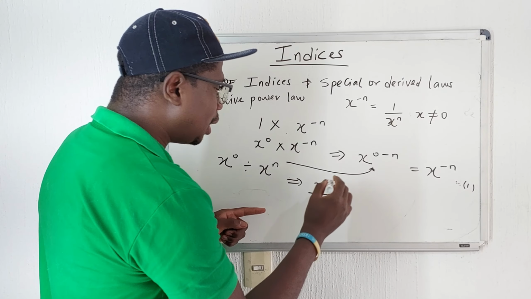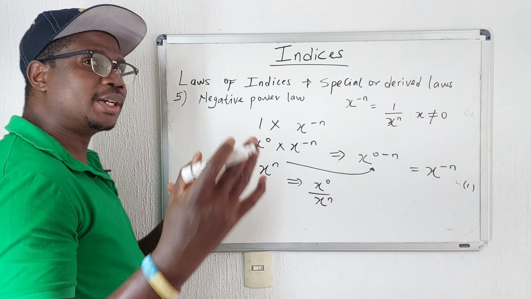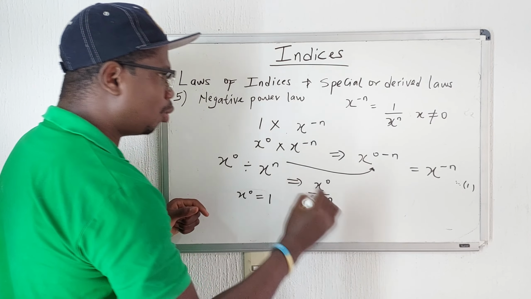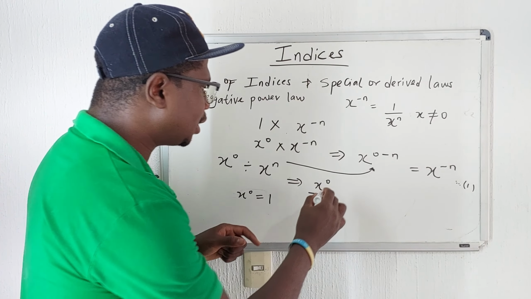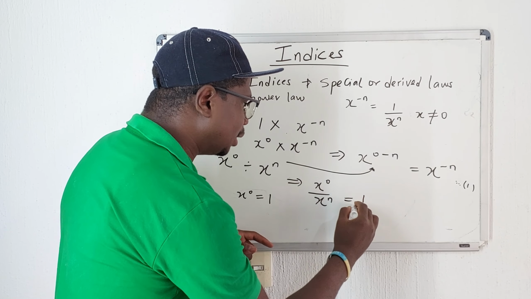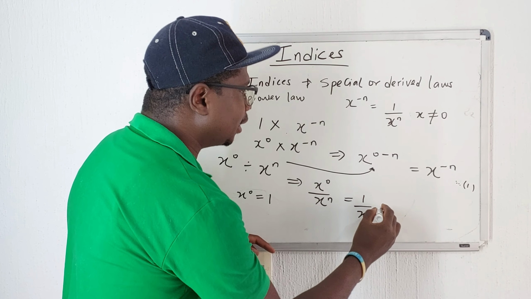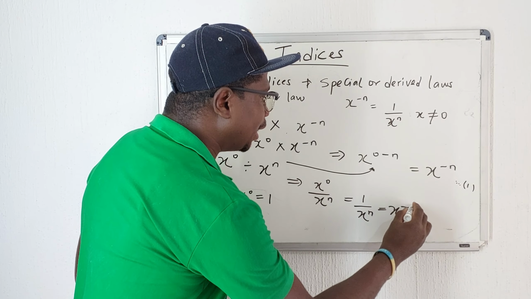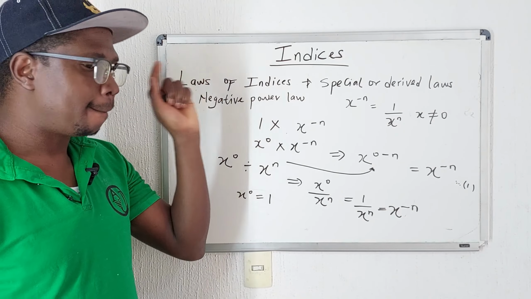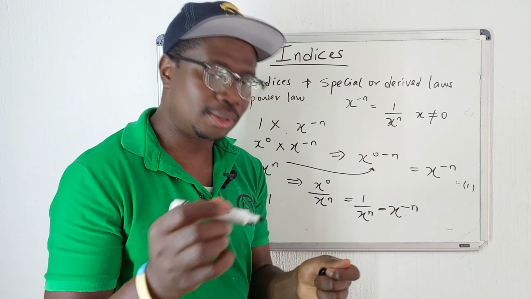Now, from our law 4, which is the zero power law, remember that x raised to the power 0 equals to what? 1. So we can just substitute this for 1, which is what? 1 over what? x^n, which is equal to what? x raised to the power minus n. So we have proved this negative power law. So we'll move to the next law.